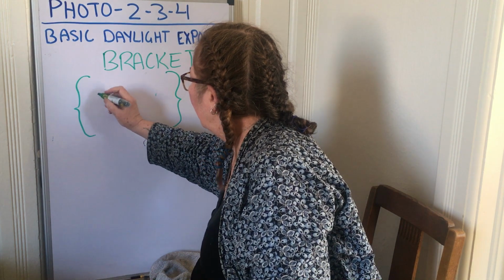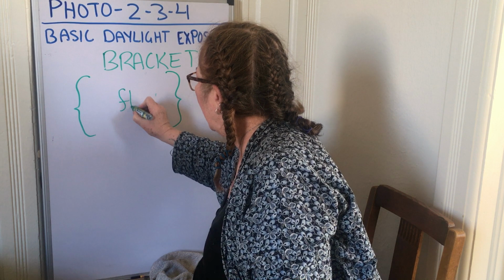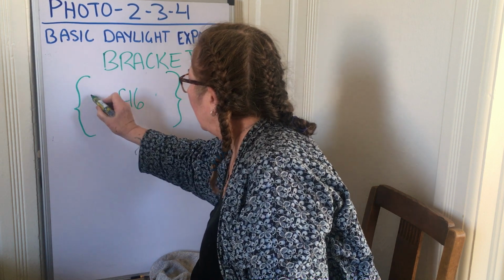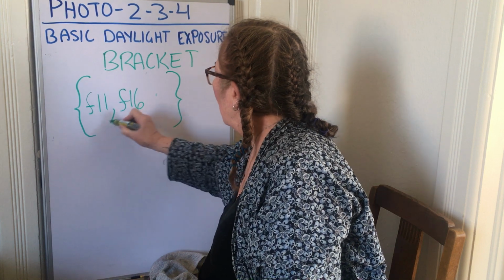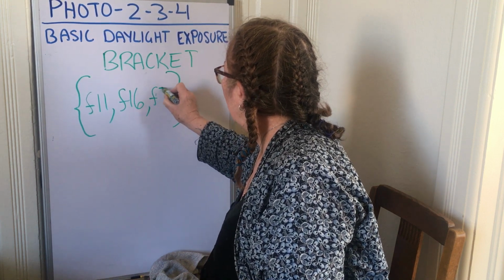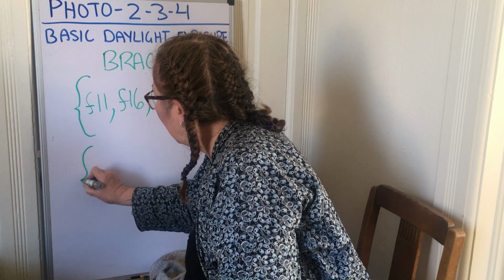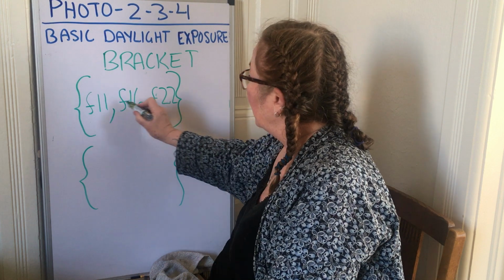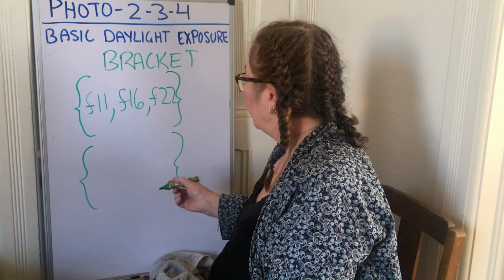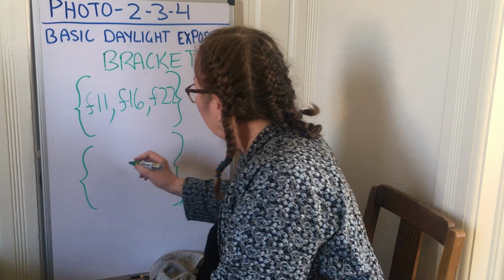I could take a photo at the correct exposure, f16, and then I could take one at f11 and one at f22. Or I could just change my shutter speed and do the same kind of thing by bracketing my shutter speed. See, changing the aperture is going to change my depth of field just a little bit. And maybe I don't want that.